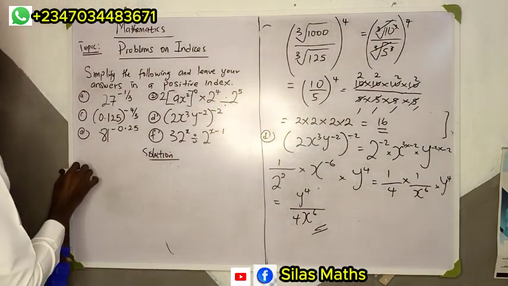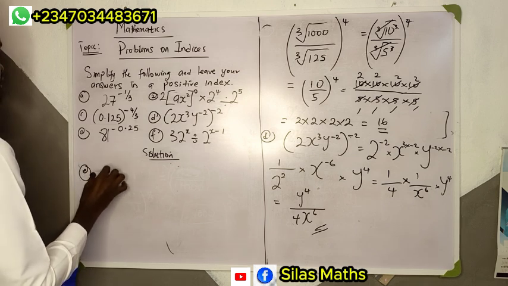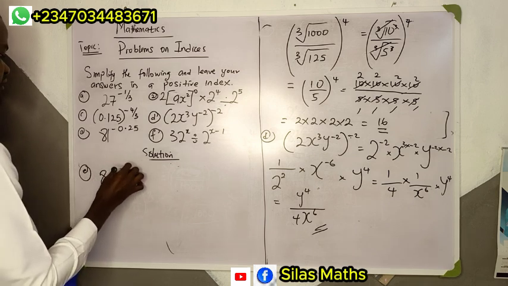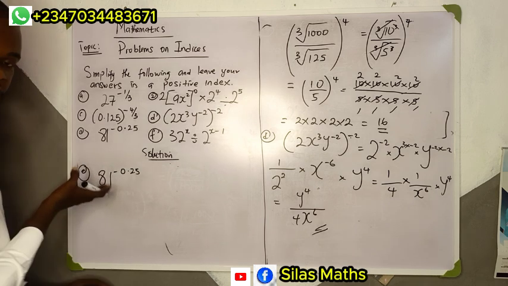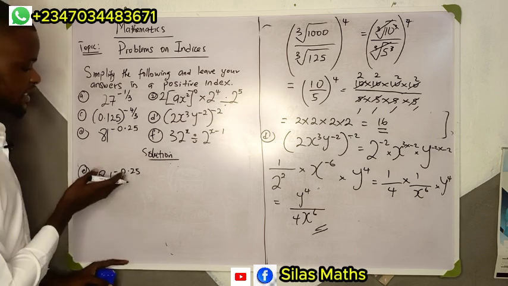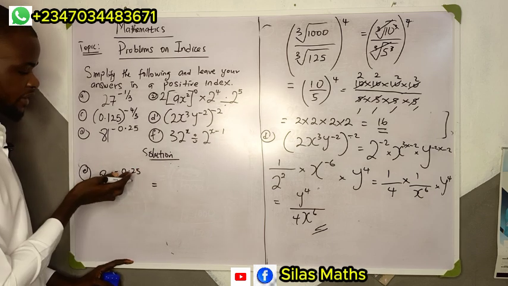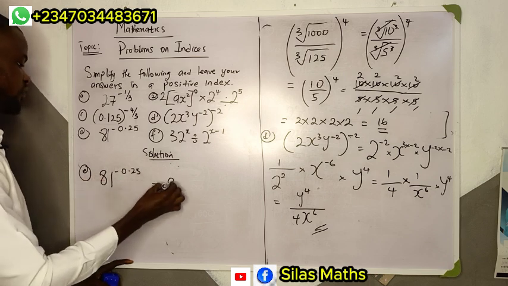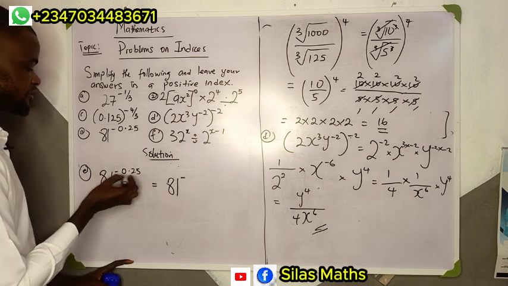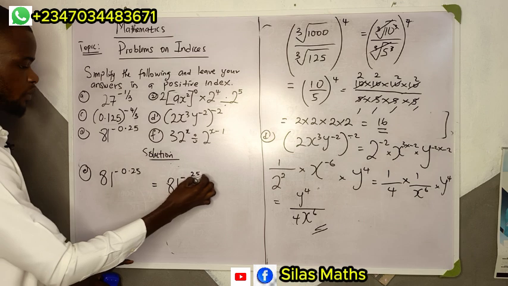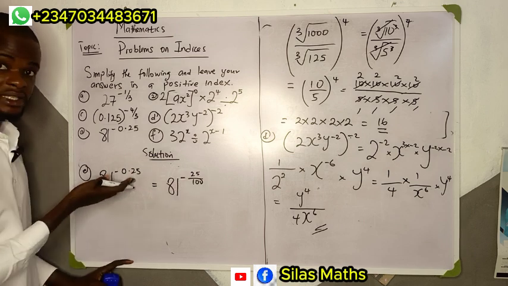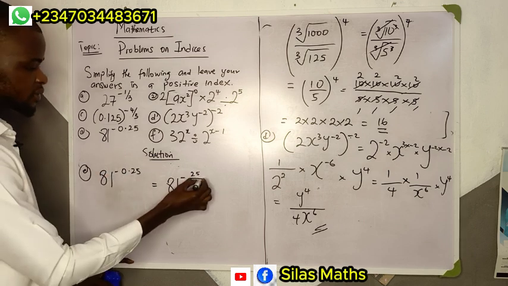So over to E. For E, I have 81 all to the power of negative 0.25. So for this particular one, we are going to express this decimal as a fraction, and doing that we have 2 decimal places, so that would be 81 to the power of negative 25 over 100, since we have 2 decimal places.